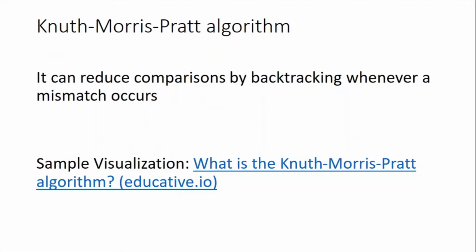Now, next we have the Knuth-Morris-Pratt algorithm. Compared to the naive algorithm, it can reduce comparisons by not backtracking whenever a mismatch occurs. Now from education.io, I will show you a visualization of how that works.